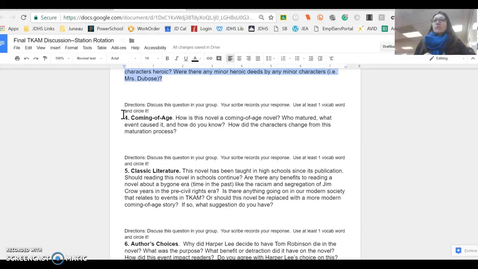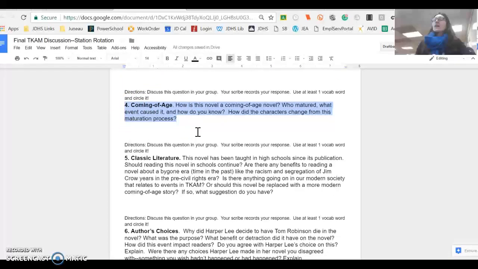Number 4 is coming of age. How is this novel a coming of age novel? Who matured? What events cause this maturation, and how do you know? How do the characters change afterwards from this maturation event? Okay? How is it a coming-of-age novel? Who's growing up, and how do you know? Coming of age.